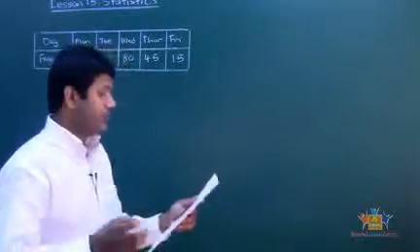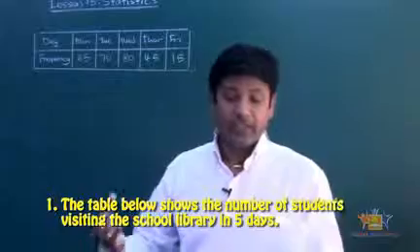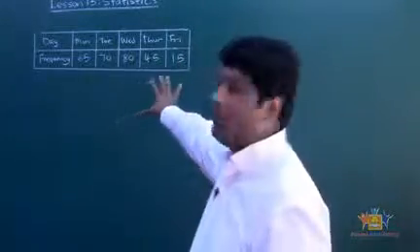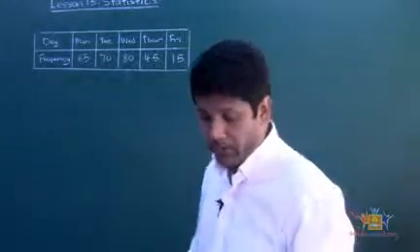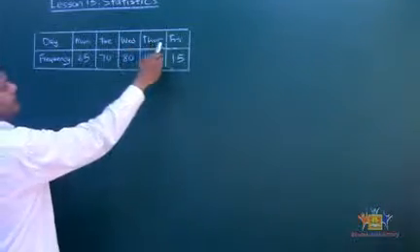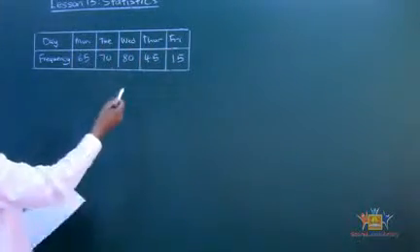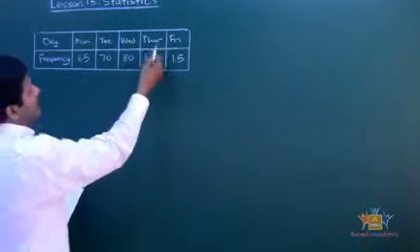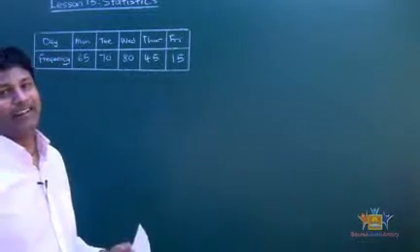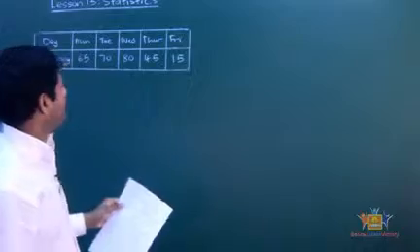Now, the first question says the table below shows the number of students visiting the school library in 5 days. All right, and here Mr. Mac already got the frequency table up on the board. So right here, the day: Monday, Tuesday, Wednesday, Thursday, Friday. You got Monday 65 people, Tuesday 70 students, Wednesday 80, Thursday 45, and finally on Friday we got only 15 students. Must be because on Friday everybody wants to go home for the weekend.